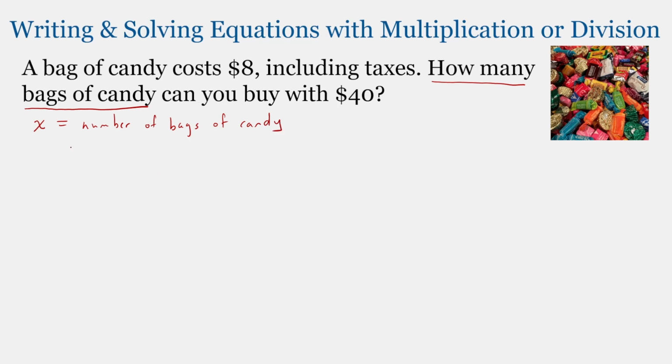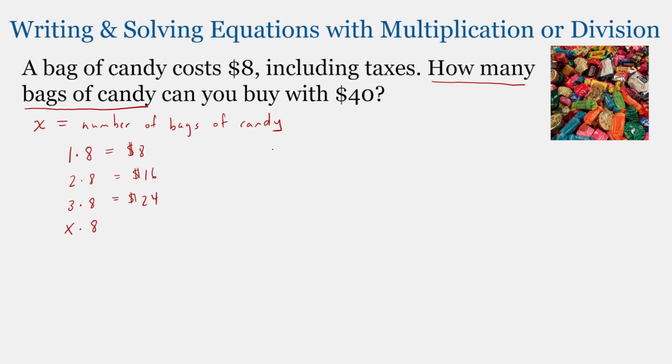So if we buy 1 bag of candy, it's going to be 1 times 8, and that'll be $8. If we buy 2, it would be 2 times 8, or $16. If we buy 3, it's going to be 3 times 8, which is $24. And if you wanted to, you can continue until you reach $40. But if we buy x bags of candy, it'd be x times 8.